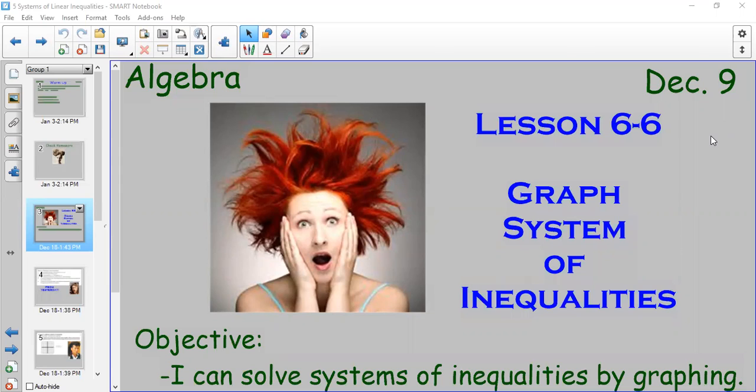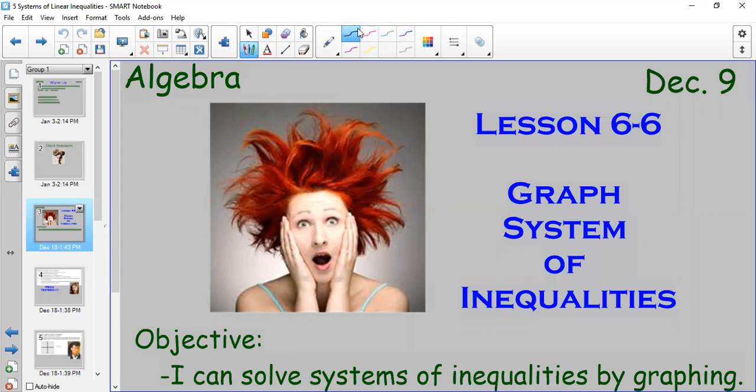Welcome to today's lesson on graphing systems of linear inequalities. Yesterday, if you remember, I taught a lesson on graphing just one singular linear inequality, and today we're going to talk about what a solution to a system of inequalities looks like.